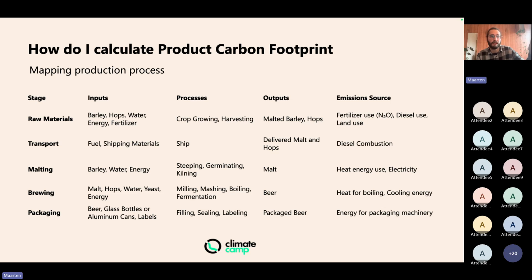For example, fertilizer use will have a different emission than CO2 equivalent, which can also be very relevant, or land use, which is also a very impactful category. After you have defined all these stages, inputs, processes, outputs, and emission sources, you go towards calculating the emissions for each one of these stages.